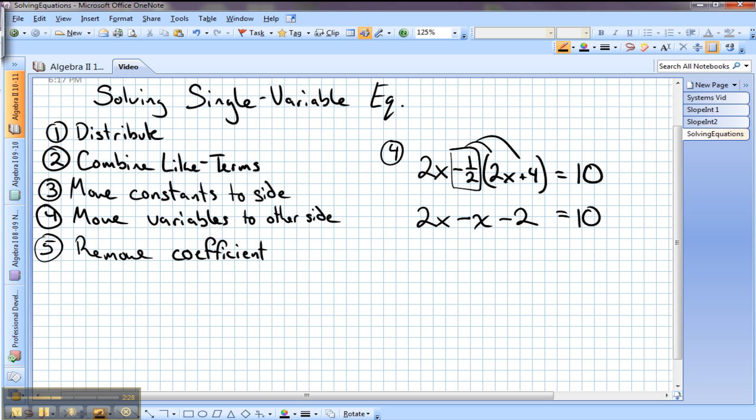Our second step is to combine like terms. We have a 2x and a minus x on the left-hand side. When we do 2x minus x, we'll be left with x minus 2 is equal to 10. Moving our constant by adding 2, we find out x is equal to 12. And we're finished. This one did not involve moving variables to both sides because we didn't have them on both sides. In addition, there was no coefficient of x, so we are simply finished after we move our constant over.